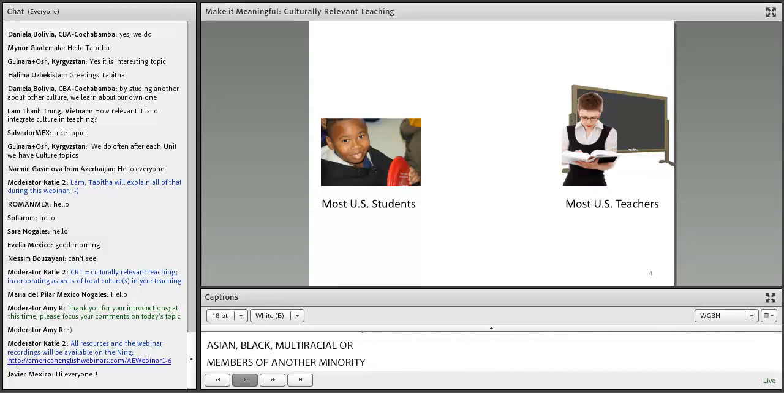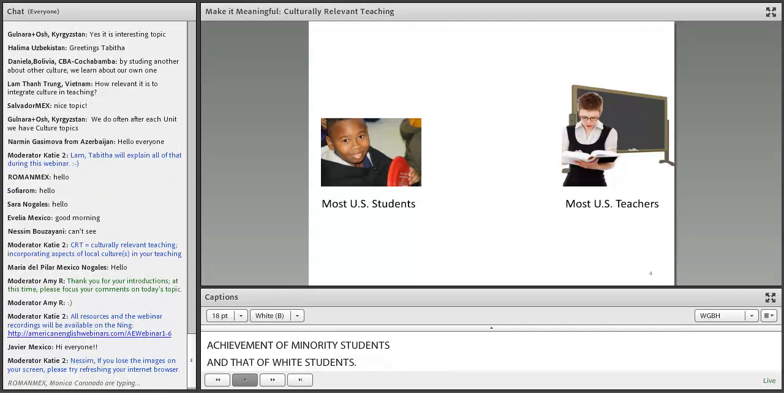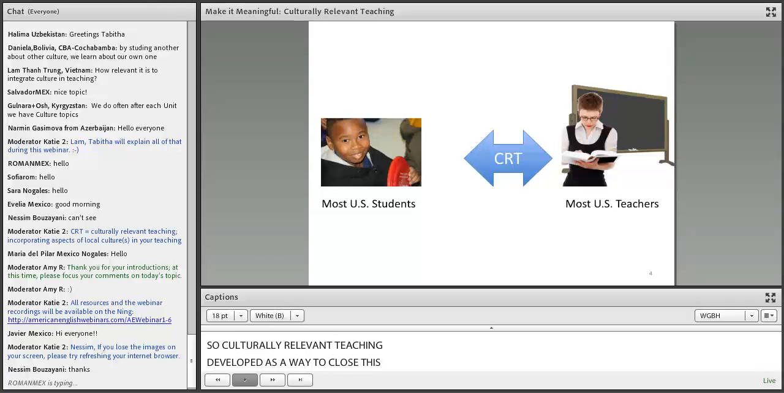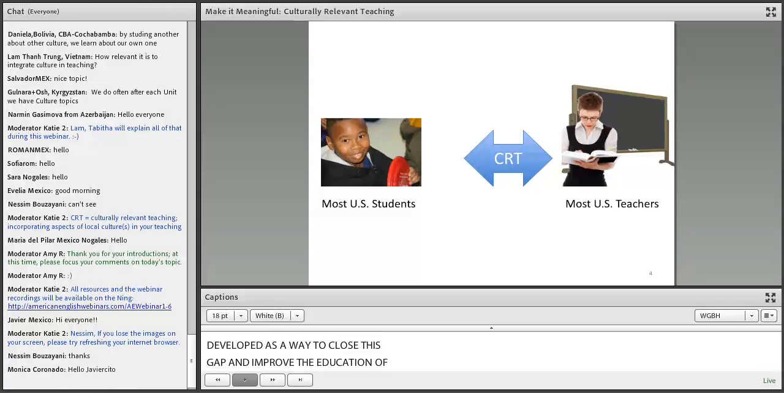So historically, there has been a large gap between the achievement of minority students and that of white students. And some educators believe this achievement gap may be due to the cultural differences between teachers and students. So culturally relevant teaching developed as a way to close this gap and improve the education of all students. Now in this arrow, you see the abbreviation CRT for culturally relevant teaching, and I might use that abbreviation again.